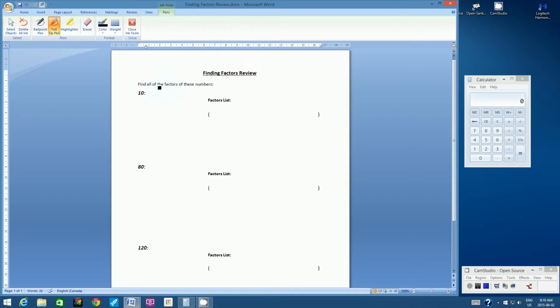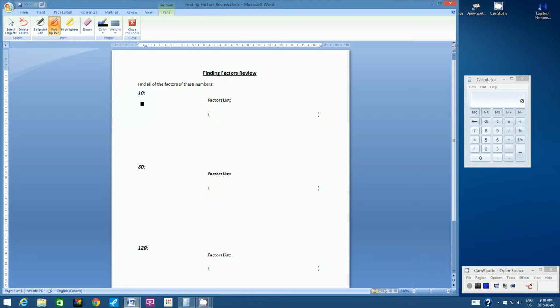All right, so find the factors of these numbers. So the first example is we're going to find all the factors for the number 10, and then we're going to create what's called a factors list. All right, so remember, every single number is divisible by 1 and itself. So that should be the first pair that you're writing.